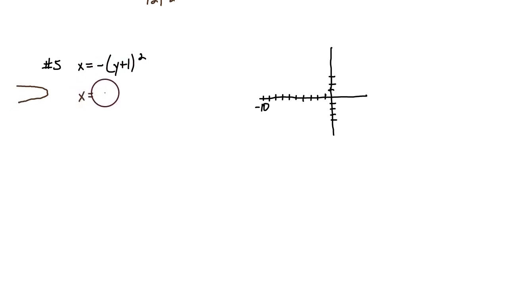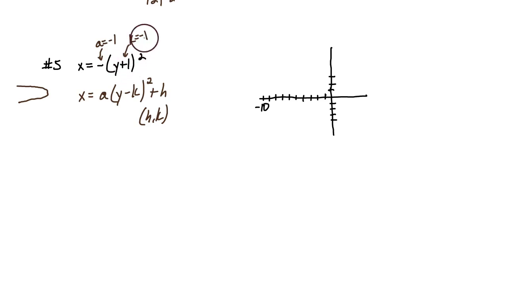The general version of vertex form is x equals a times y minus k squared plus h. And again, h and k will get you your vertex. So in our problem, let's figure out our different values. This negative right here gets us our a. It's -1. Right in here will get us our value of k. Be really careful with this. K is -1. K is not 1 right here. K is -1. Because y take away -1 is how this would say plus.